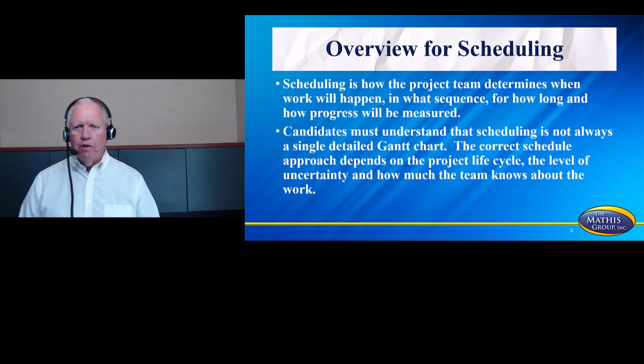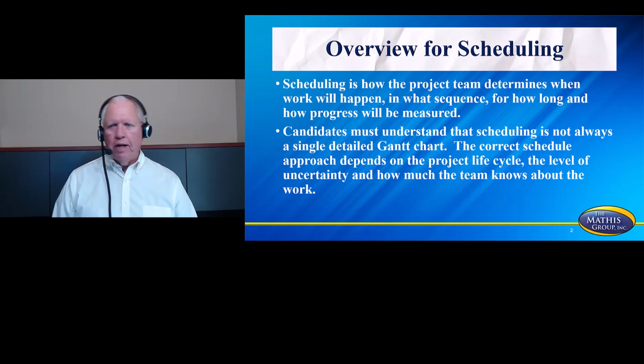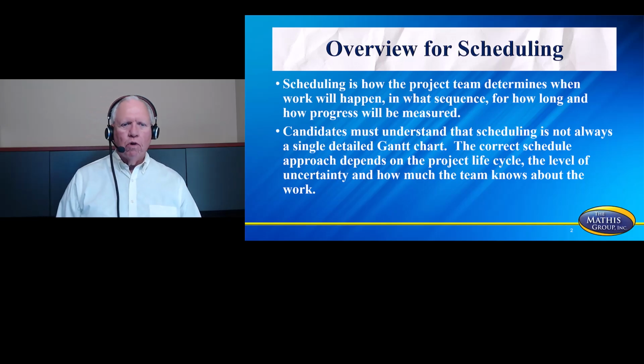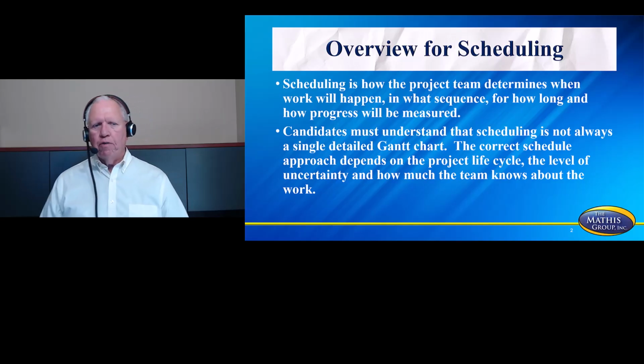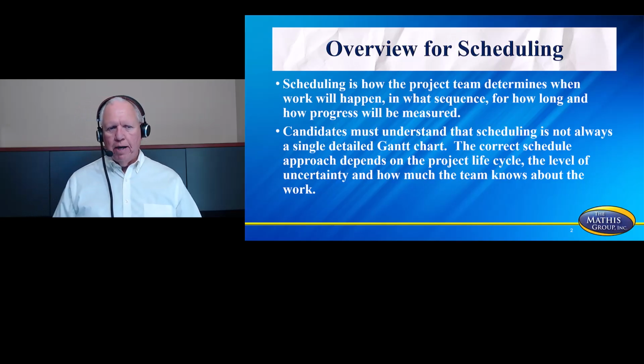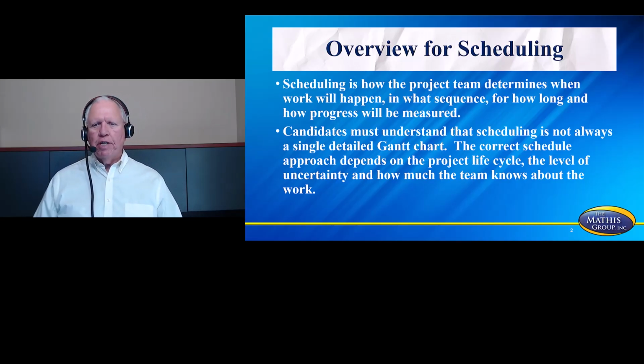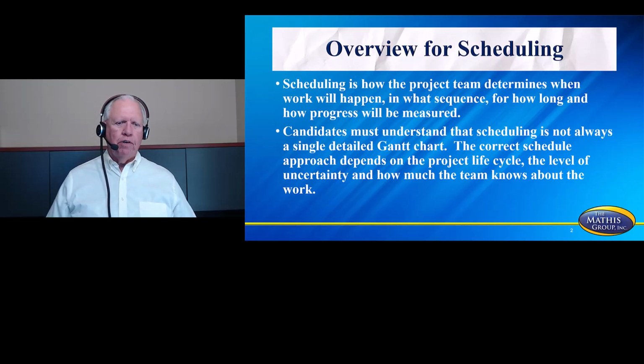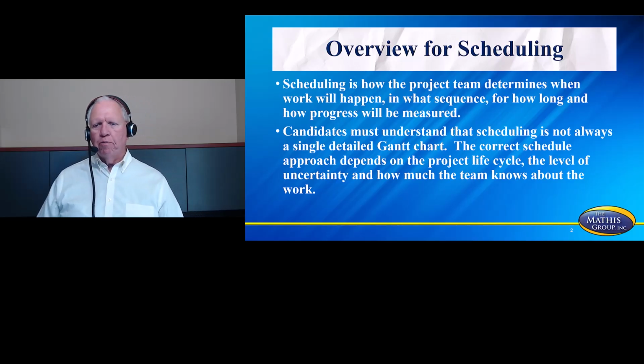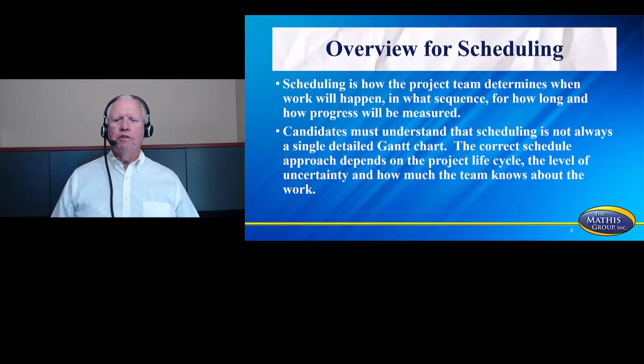Let's give you an overview for scheduling. Scheduling is how the project team determines when work will happen, in what sequence, and for how long, and how progress will be measured. Candidates must understand that scheduling is not always a single detailed Gantt chart. The correct schedule approach depends on the project life cycle, the level of uncertainty, and how much the team knows about the work.